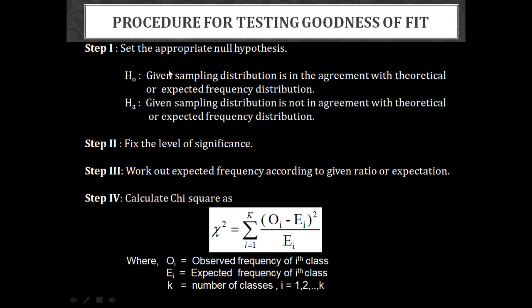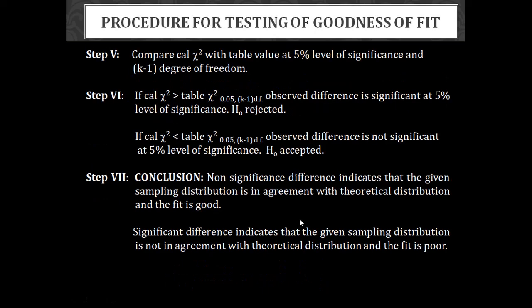That can be tested by chi-square. So here we set the hypothesis that the given sampling distribution is in agreement with the theoretical or expected frequency distribution, against the alternative that it is not in agreement with the theoretical. As usual we fix the level of significance at 5%. Then, since the ratio is given, we work out the expected frequency and apply this formula. Then we compare with the tabular value with k minus 1 degrees of freedom, where k is the number of classes.